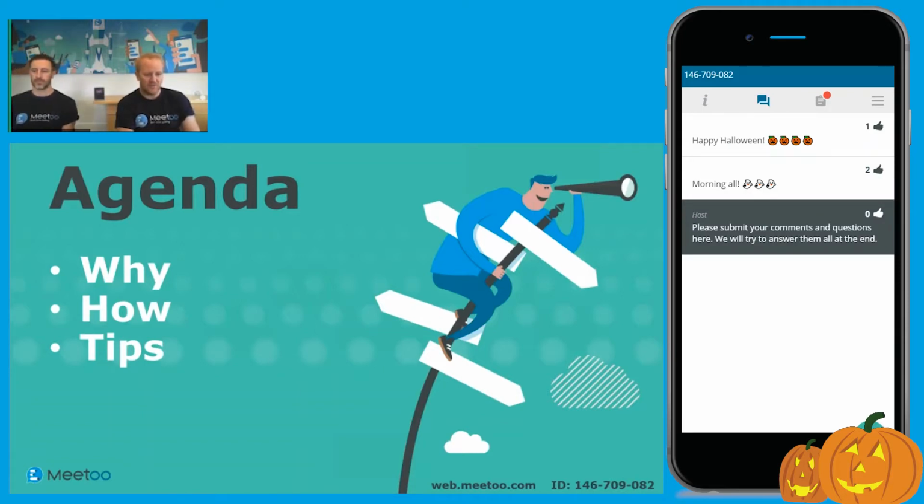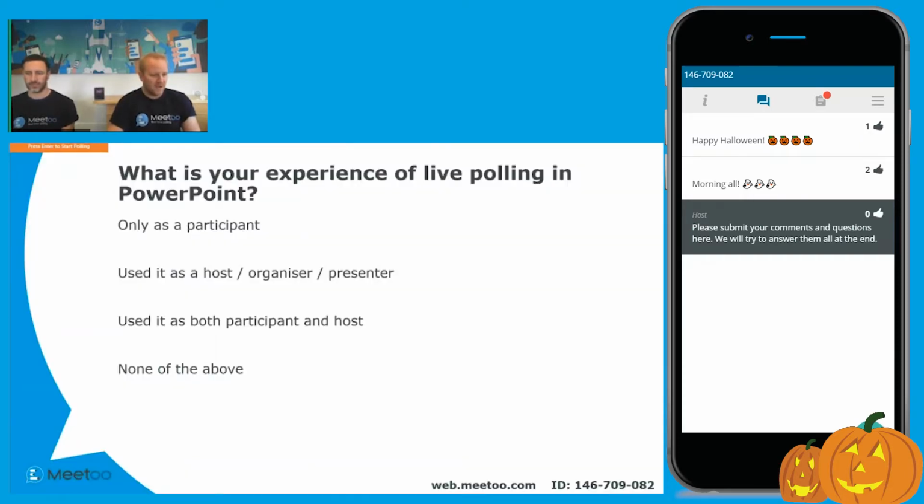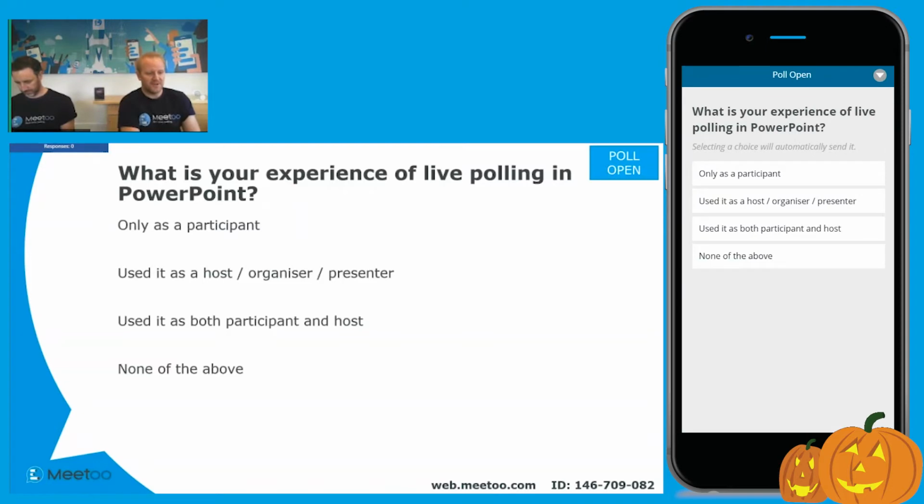So we're going to crack on with a poll straight away, which means I'm going to remind you again that we need to get everybody connected to Meetoo. So go to web.meetoo.com on your browser, and the ID is 146709082.